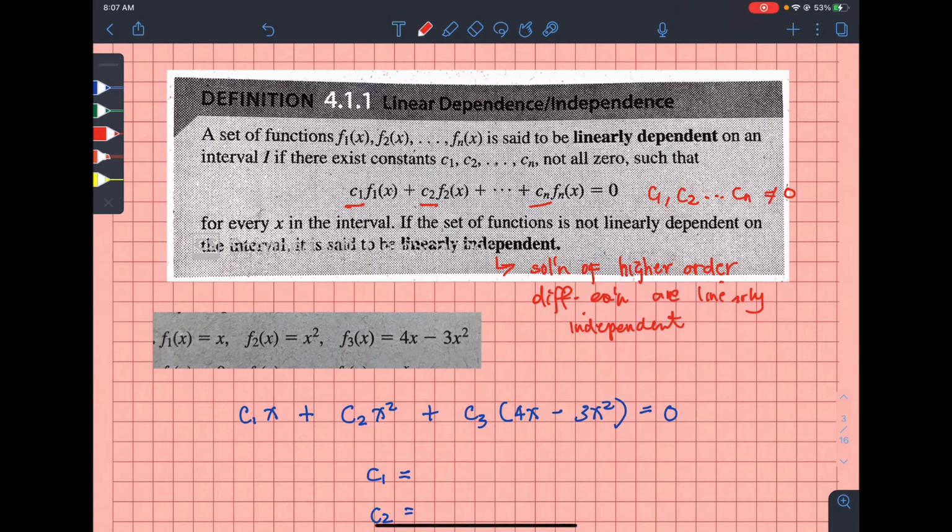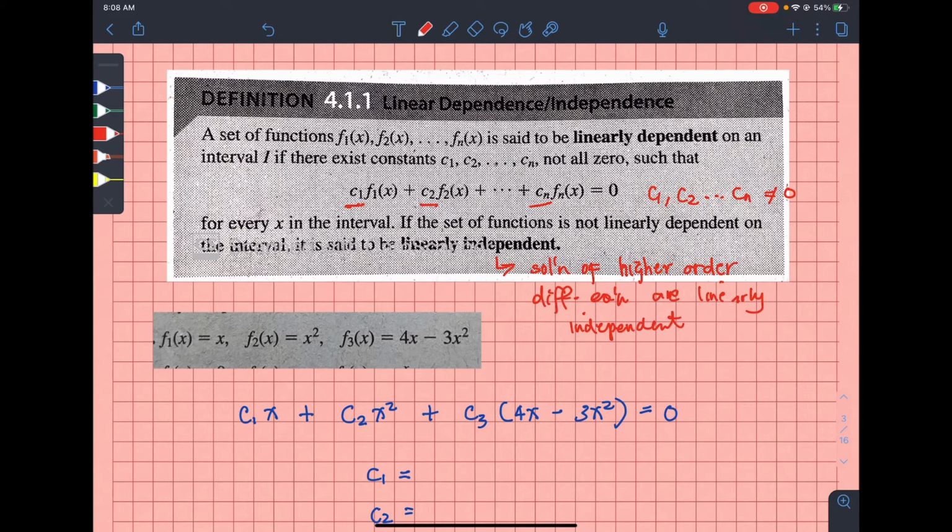Hindi pwedeng lahat, kasi if we want to make that equal to 0, we could make C1, C2, Cn all equal to 0, so therefore it will become 0. That is an exemption to the rule. It's possible that two are 0 but another one is nonzero, that would be okay. But what is not allowed is that all of the arbitrary constants are zeros.